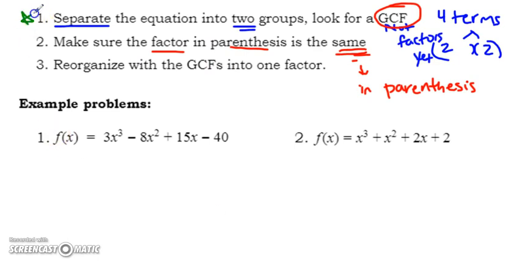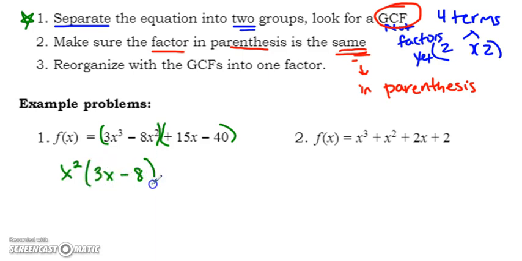So step 1, separate: there's 1, 2, 3, 4, separate into 2 groups of 2, okay? And then we're looking for a GCF. In the first 2 terms, I see there's a number in front, but 3 and 8, 3 is odd, 8's even. They're not both divisible by the same thing. So I don't think I can divide by a number, but they both have x. In fact, they both have x squared, so I can divide that out.